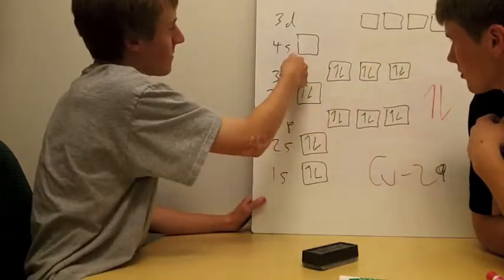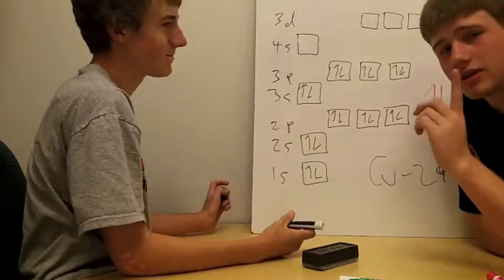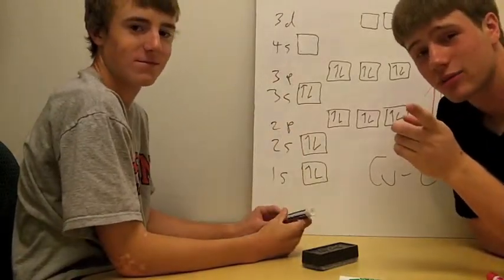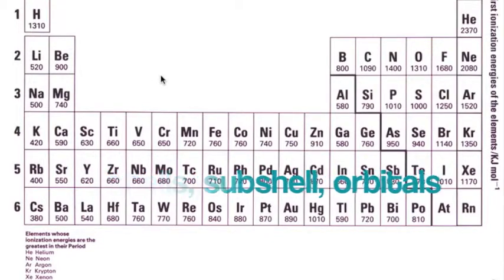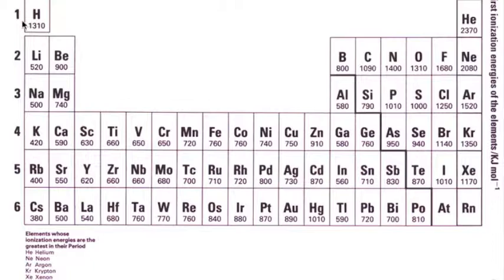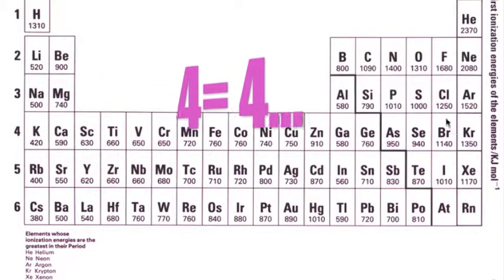Whoa, hold up. Why is 4s before 3d? Because in an atom, the electron cloud is separated into shells, subshells, and orbitals. Each shell corresponds to a period on the periodic table. An atom that has an electron residing in only the first shell is going to be found on the first row of the periodic table, either hydrogen or helium. An atom with electrons found in the first 4 shells is going to be found on the 4th row of the periodic table, and so on.